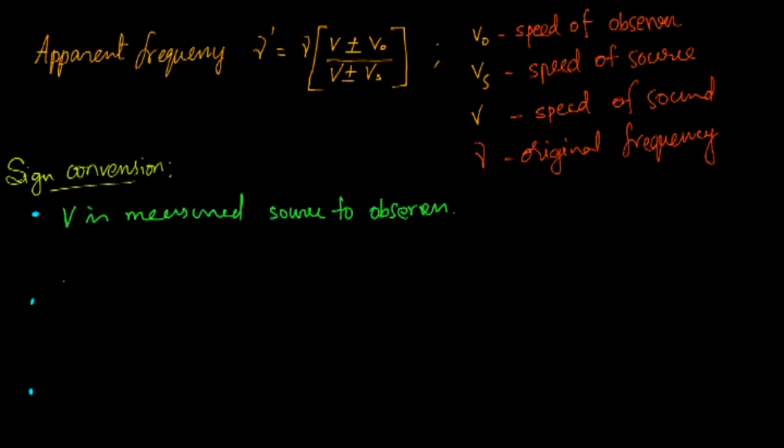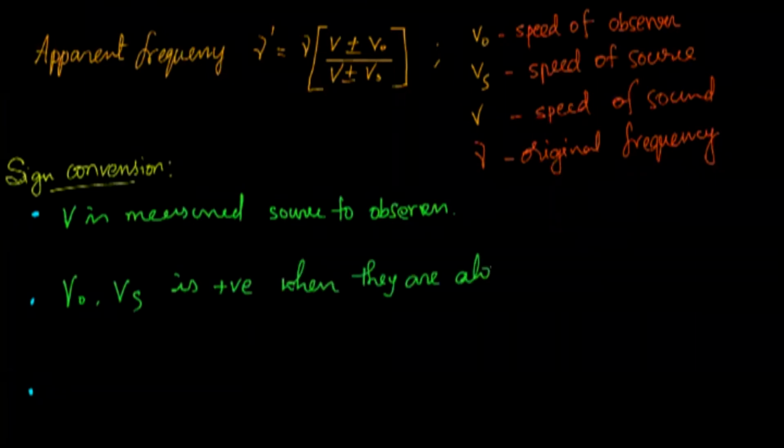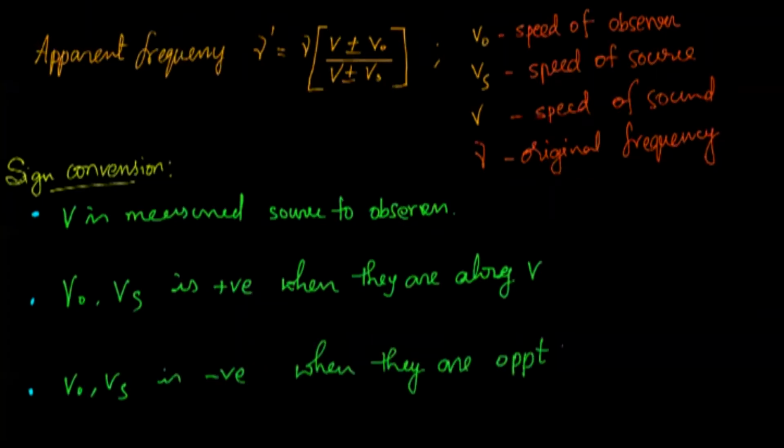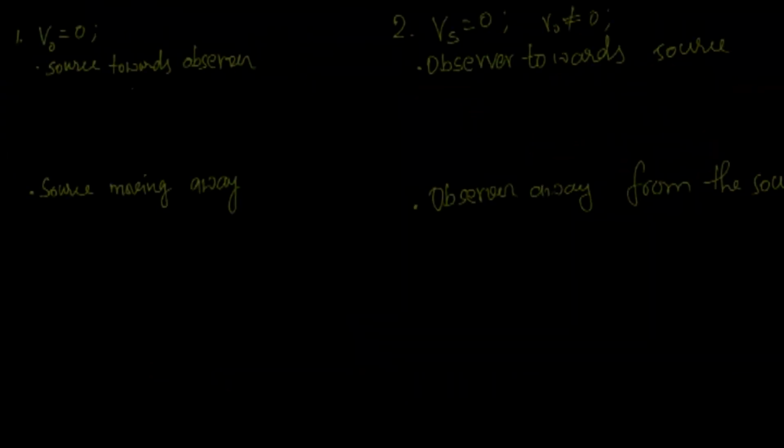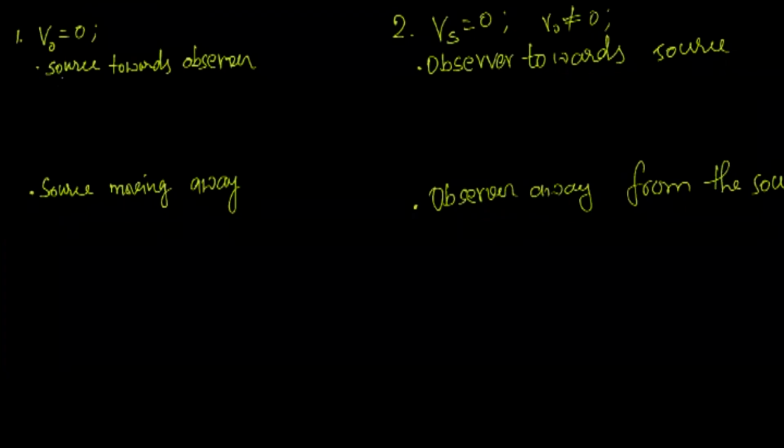Both V naught, that is the observer's velocity, and Vs are taken positive when they are in the direction of V. They are taken negative when they are opposite to V. This is the condition. Now let us take a few examples where observer is at rest and source is moving towards the observer. In that case, what happens to apparent frequency?